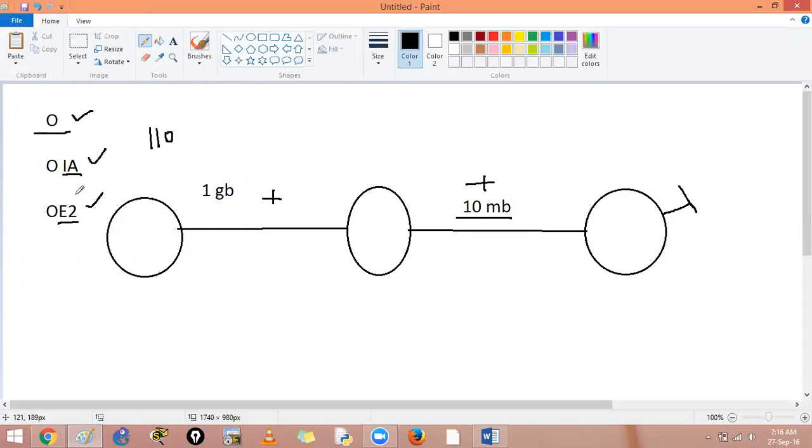In EIGRP, if a route comes from another routing protocol that is redistributed, like yesterday, it will have an AD of 170. If you have an internal EIGRP route, then it has an administrative distance of 90. But the others will have AD of 170. So two administrative distances for EIGRP.